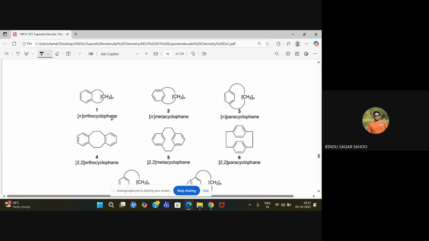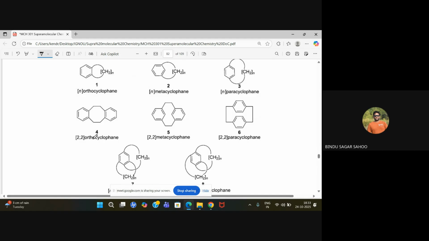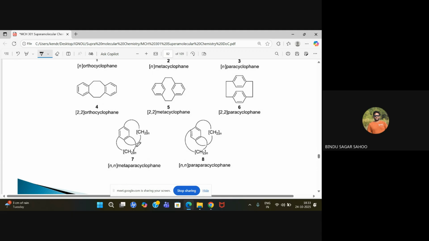Orthocyclophanes, metacyclophanes, and these are called paracyclophanes. And this is called 2,2 paracyclophane, this type of structure. And this is called 2,2 meta. Here you can see this is 1,3 position, so you can call it just like meta. And this is called orthocyclophane. And these are some other derivative structures.